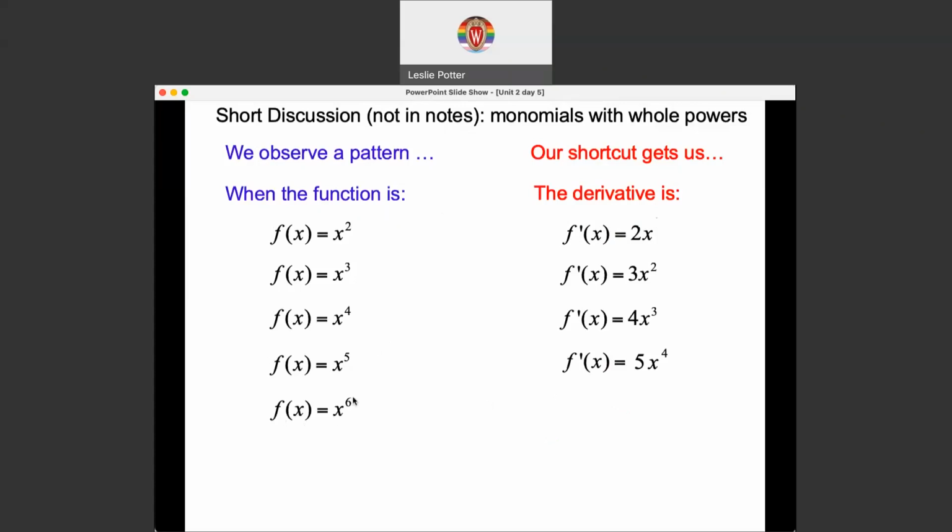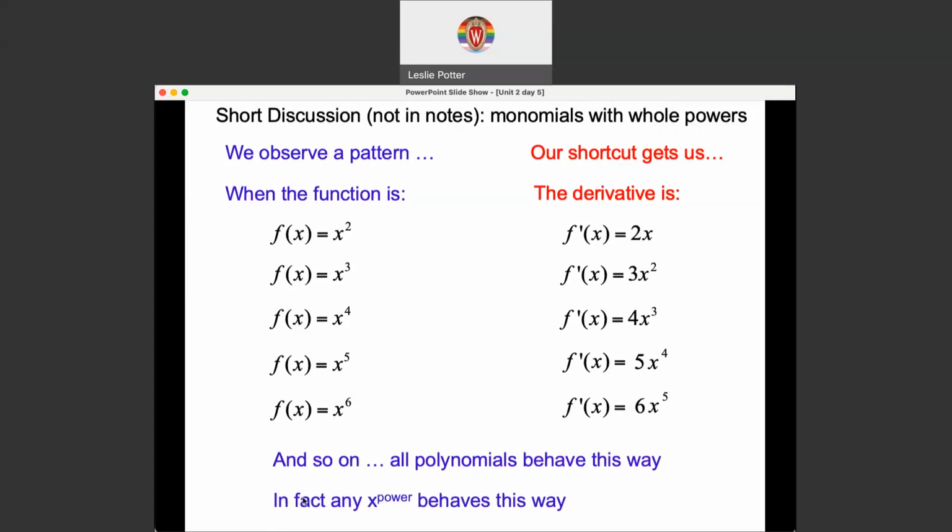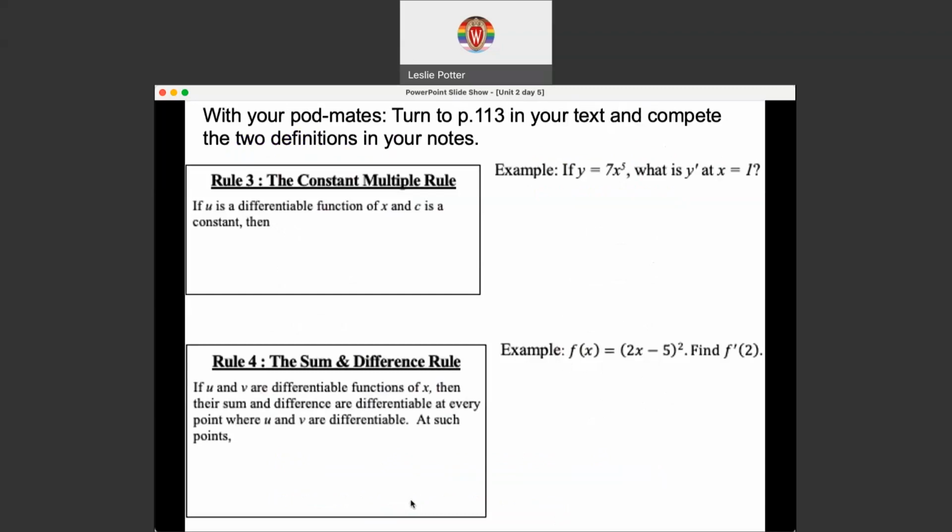And we can just keep going, making the power bigger and bigger. The derivative of x to the 6th power: bring down the 6, 6x to the 5th, reduce that power by 1, and so on. So every polynomial behaves this way. In fact, any time we can write an expression as a power, it behaves this way. That's the really powerful thing about the power rule. We're really going to use this, and we're going to focus on rewriting anything we see as x to a power.